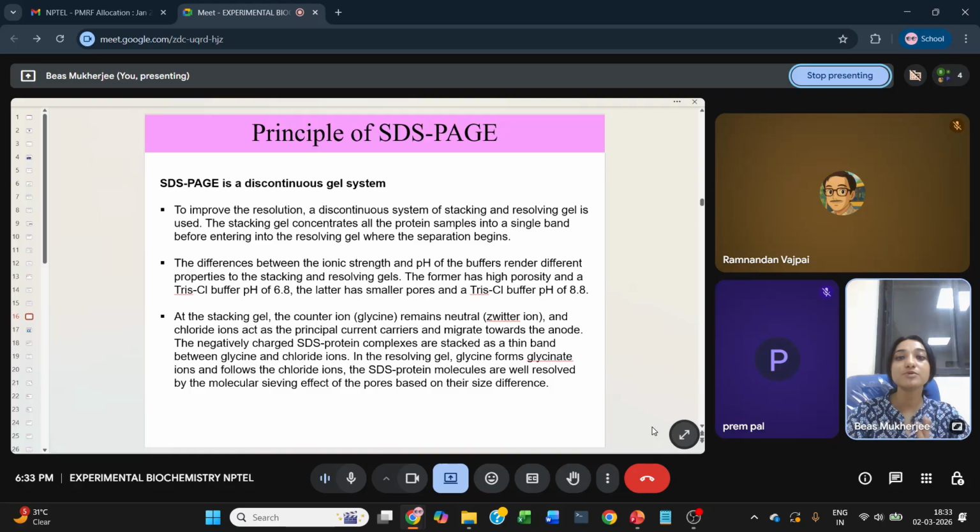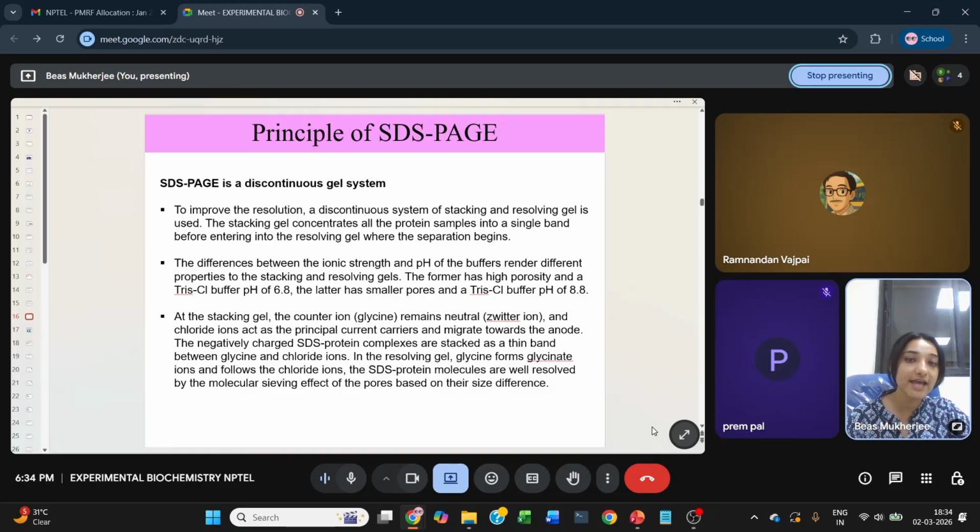So the differences between the ionic strength and the pH of the buffers render different properties to the stacking and resolving gel. The former has high porosity and tris chloride buffer of pH 6.8, and the latter has smaller pores and tris chloride buffer of pH 8.8.